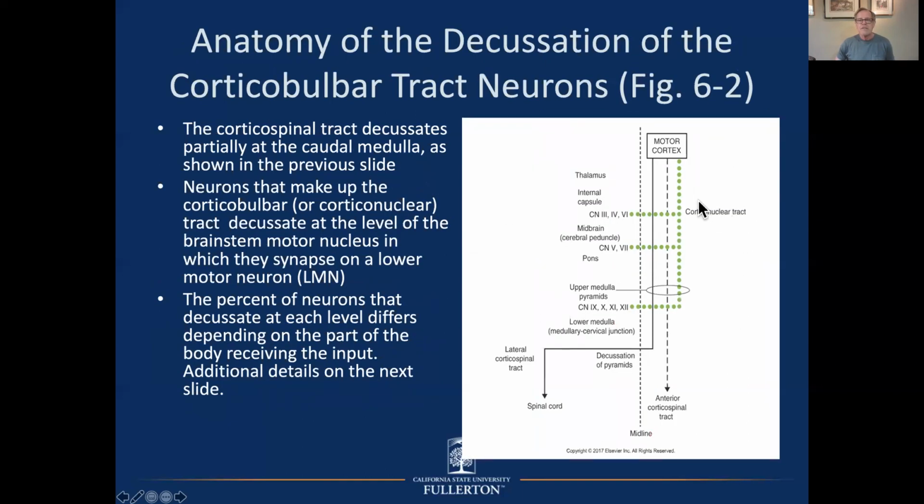All right, this is another depiction of that pattern of decussation. The cortical spinal tract decussates partially at the caudal medulla, as you know, shown in the previous slides. The neurons that make up the cortical bulbar or cortical nuclear tract decussate at the level of the brainstem nucleus in which they synapse on a lower motor neuron.